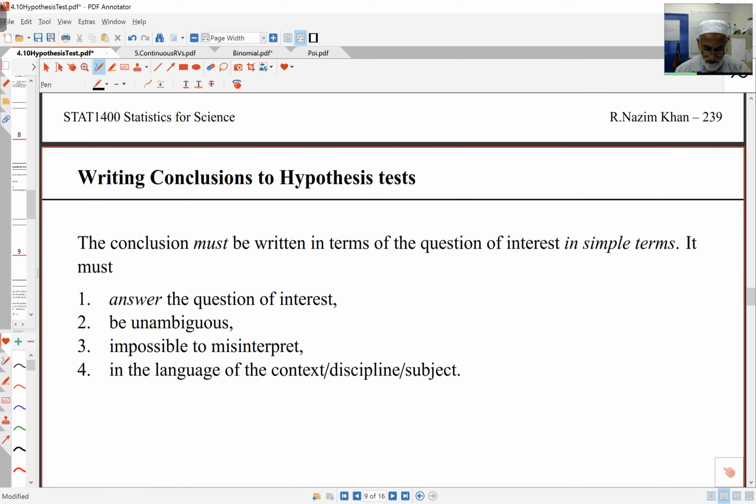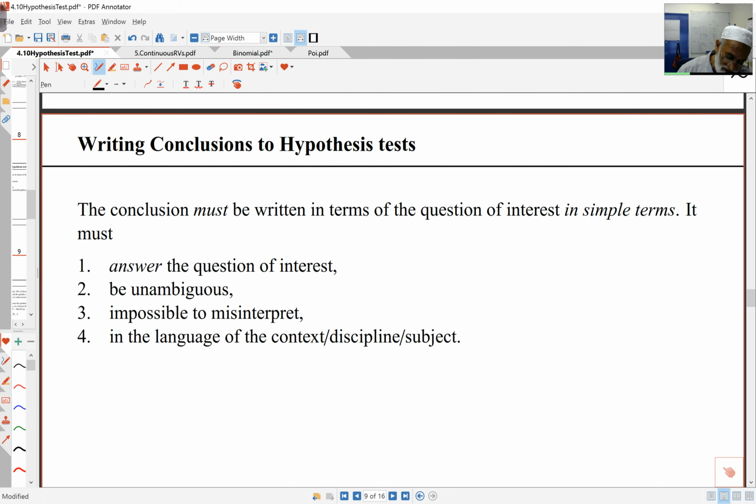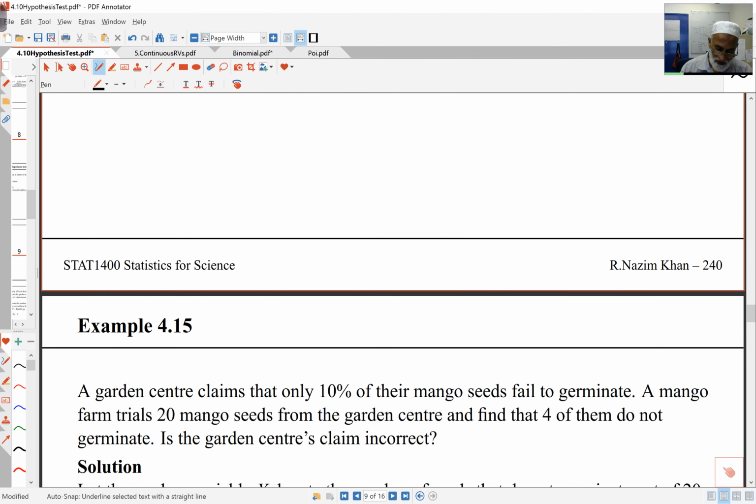Some points about writing conclusions to hypothesis tests. The first thing is it must be written in simple terms and in terms of the question of interest. So it must answer the question, be unambiguous, be impossible to misinterpret, and it must be in the language of the context of the discipline. So don't simply say things like, we failed to reject the null hypothesis or we reject the null hypothesis. We actually form it back in terms of the question and the discipline. And let's look at one more example here.